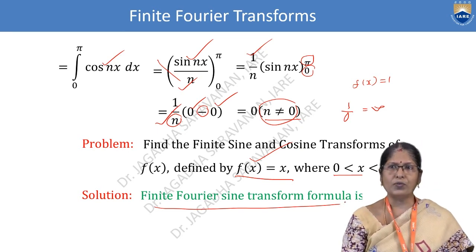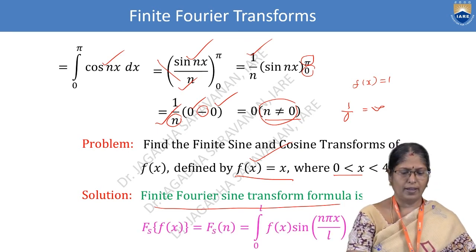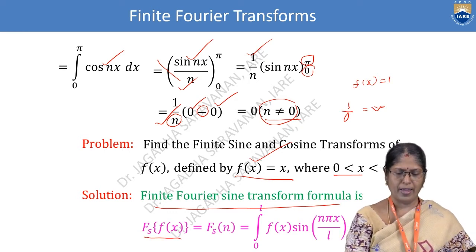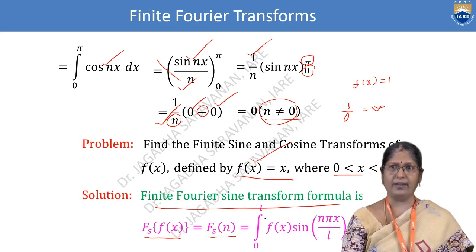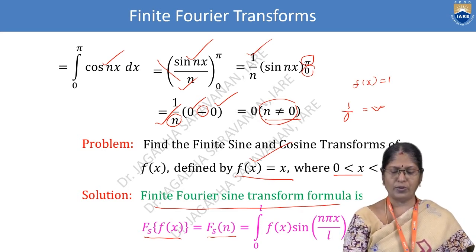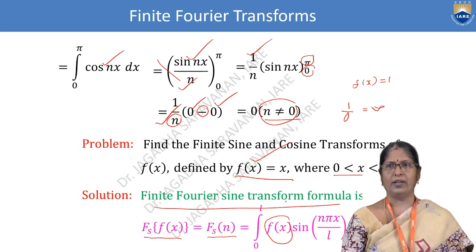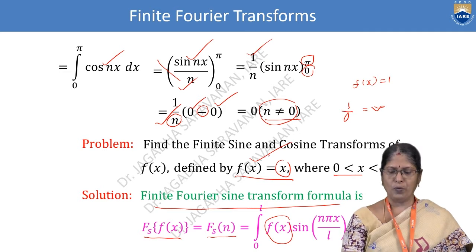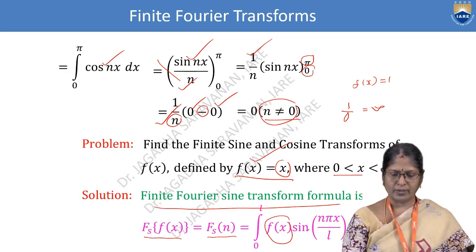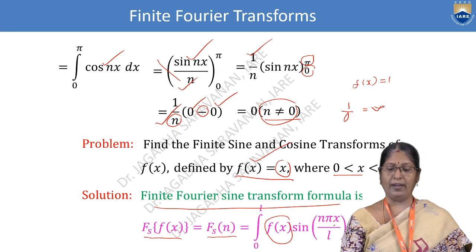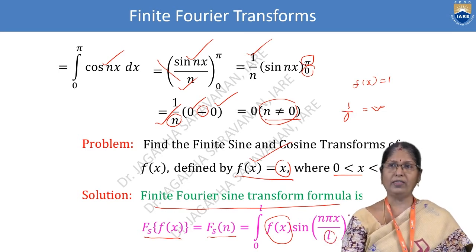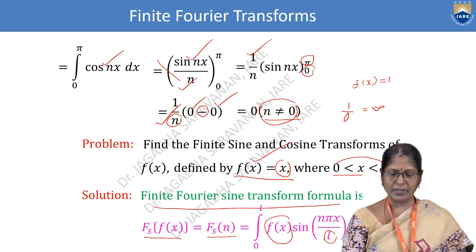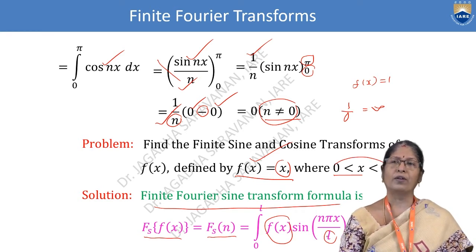The sine transform formula is capital Fs of f of x, equal to capital Fs of n, which is equal to the given function, that is ours is x, multiplied by sine of n pi x by L. L is nothing but the length of the interval. Our interval is 0 to 4, which means L is going to take the value 4.